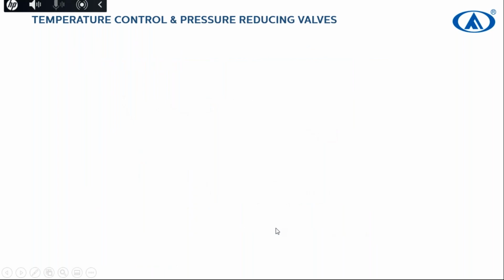Temperature and pressure reducing valves. This is actually the main ideal gas formula: P times V equals nRT. In that case, P is pressure, V is volume, n is moles, which means the mass or weight of the steam, R is the gas constant, and T is temperature.